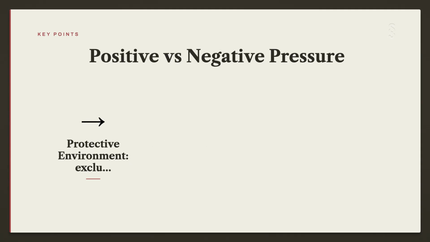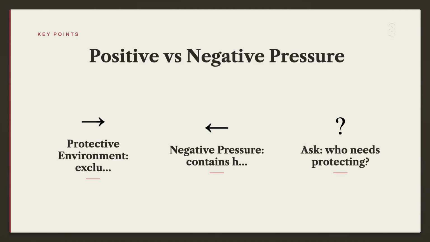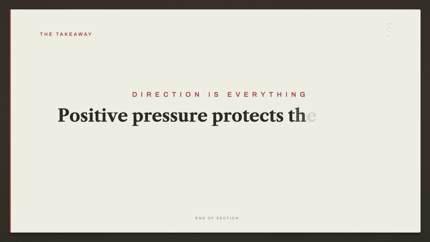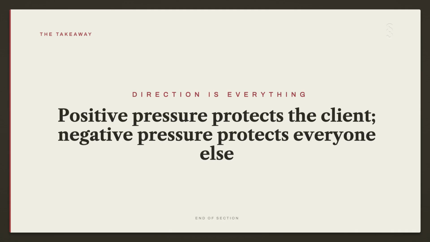A client with tuberculosis, measles, or varicella is a source of infection, so that room is held at lower pressure to contain the hazard. A protective environment excludes the hazard instead. The direction is the entire distinction. When the client is vulnerable rather than contagious, the airflow required is positive. When the client is contagious by the airborne route, the required airflow is negative.